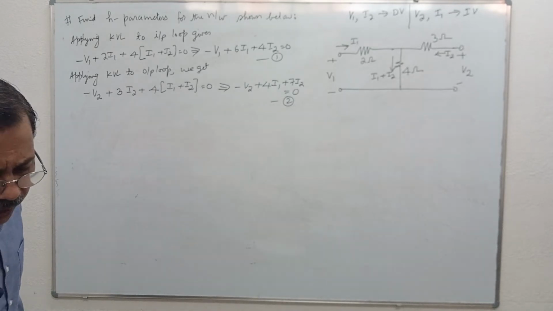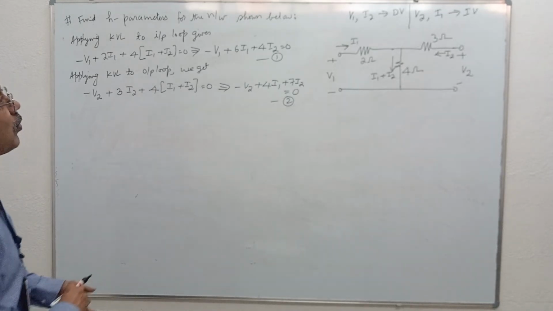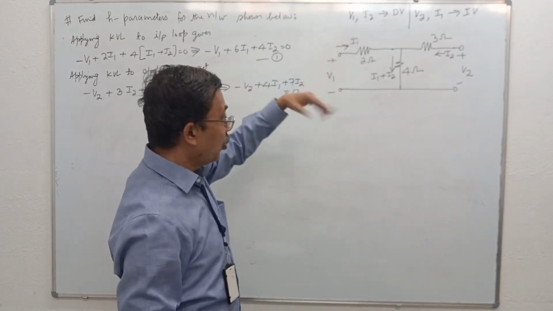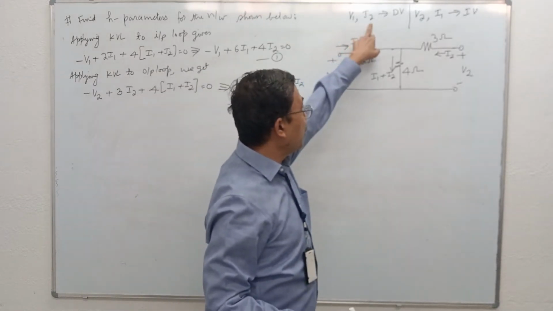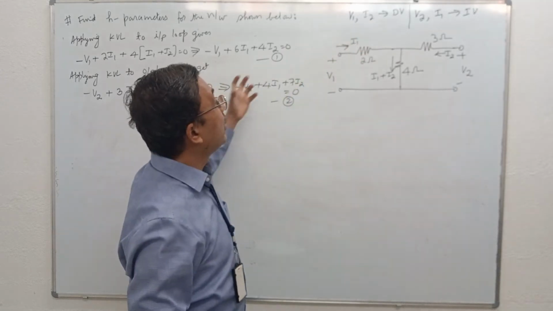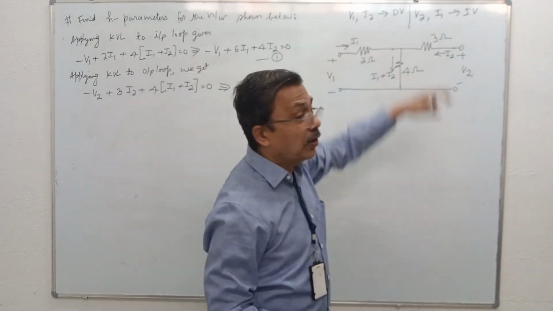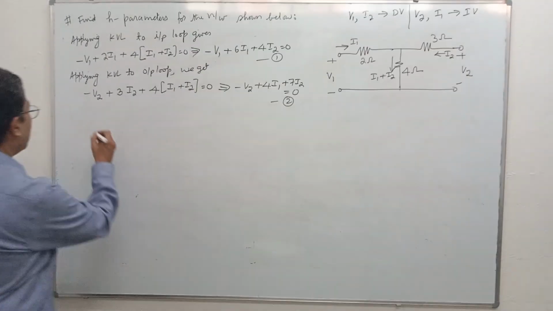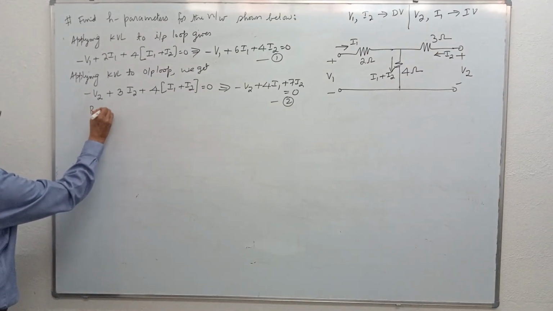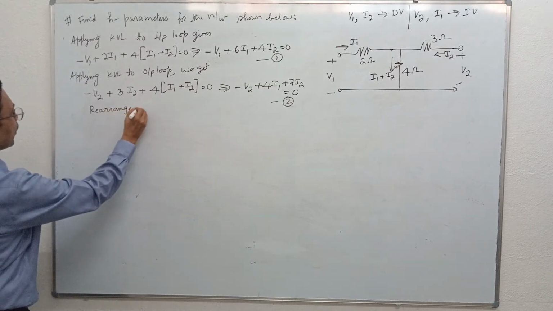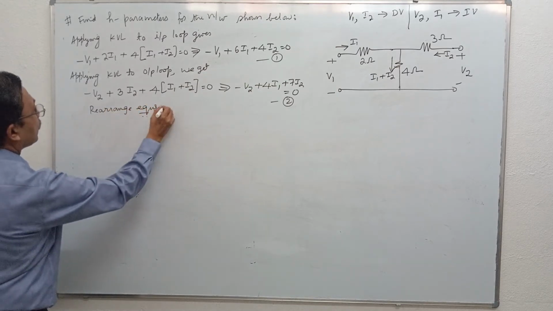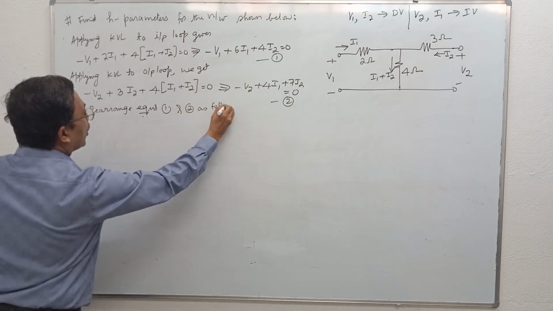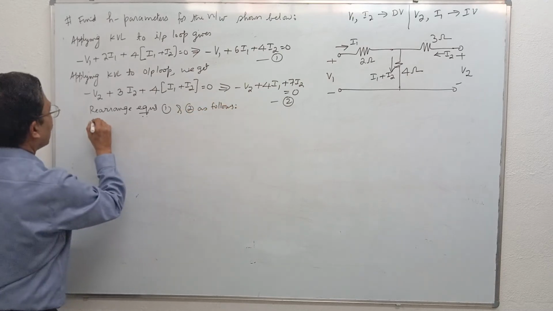To find H parameters, what we have to do? We have to write two equations. In those equations, V1 and I2 terms must be on the left hand side and V2 and I1 terms must be on the right hand side. Rearrange equations 1 and 2 as follows.